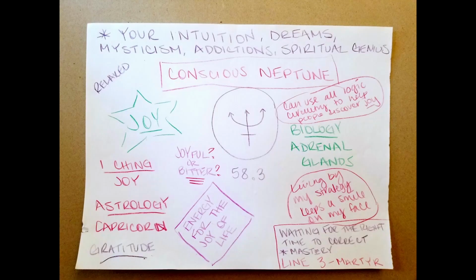The next planet is the conscious Neptune. That is the 3 arrows pointing upward on a cross, and it represents your intuition, dreams, mysticism, addictions, and spiritual genius. And for me, that's gate 58.3, which is the gate of joy. So my intuition is around what is most joyful. My dreams are about my joys, as well as how to achieve more joy in my life.